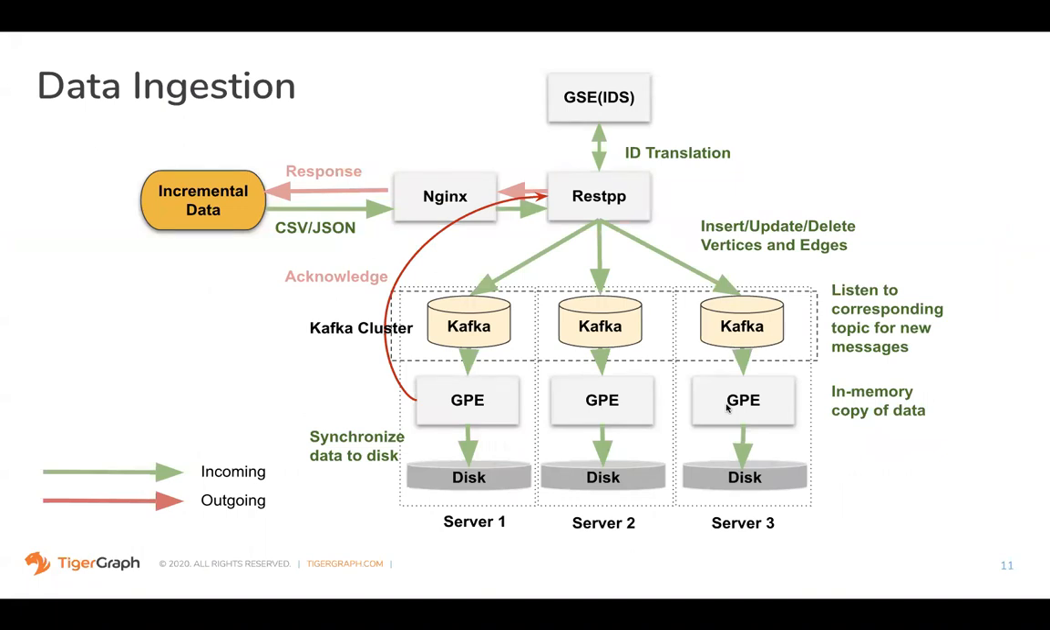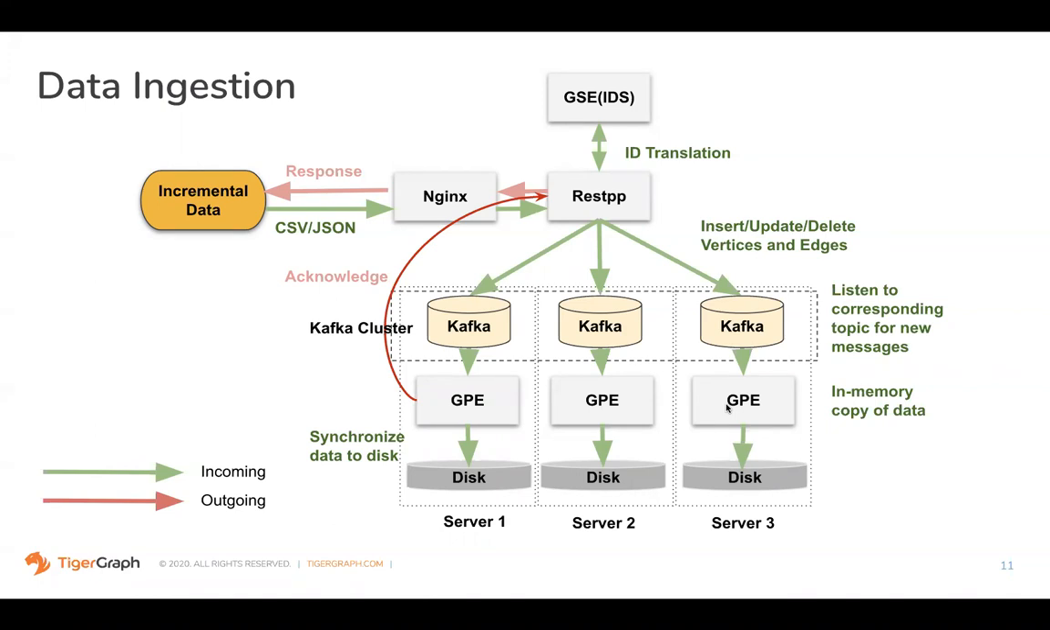So let's quickly walk through one example. Here's one scenario of a data load. Data can be brought in, as I said, in CSV or JSON format. First, the data load request is passed to REST-PP, routed through the Nginx load balancer. From REST-PP, the data updates are written to Kafka for initial persistence. This ensures the durability of the data before we write it to the TigerGraph system.